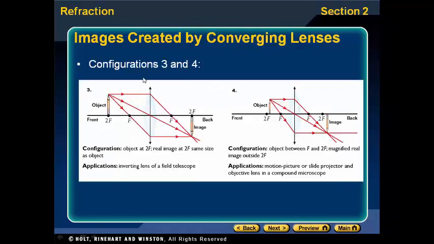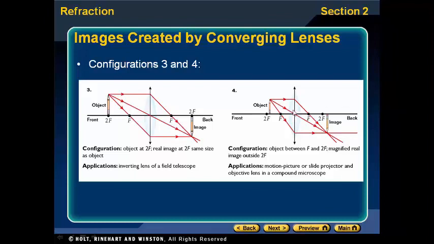The third case is when the object is at a distance of 2 focal lengths from the center of the lens. So if the object is at 2f, the image is a real image at 2f, the same size as the object but inverted. Applications: inverting lens of a field telescope.